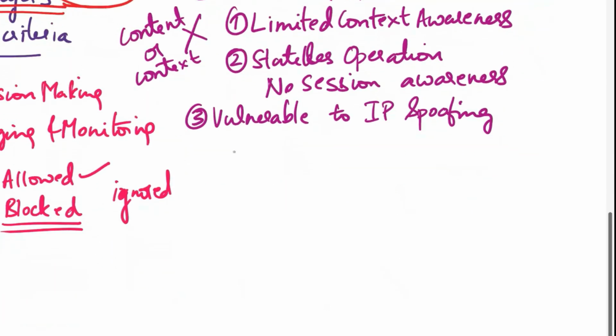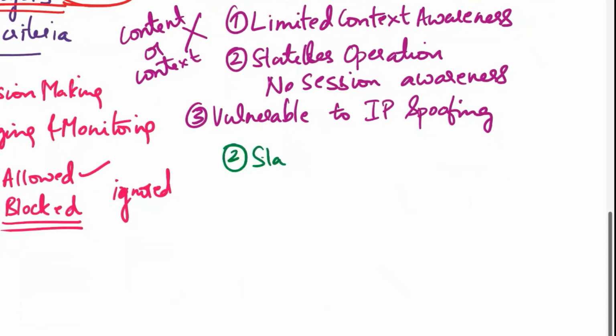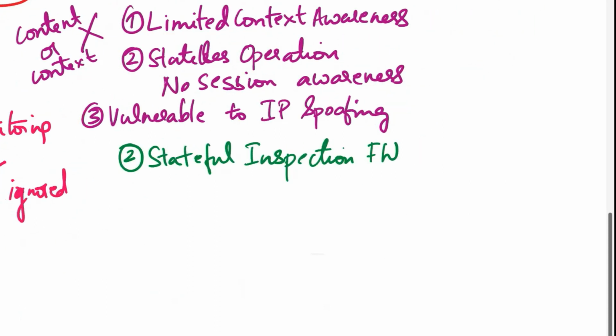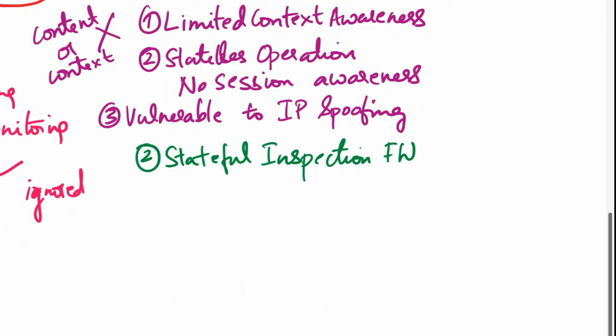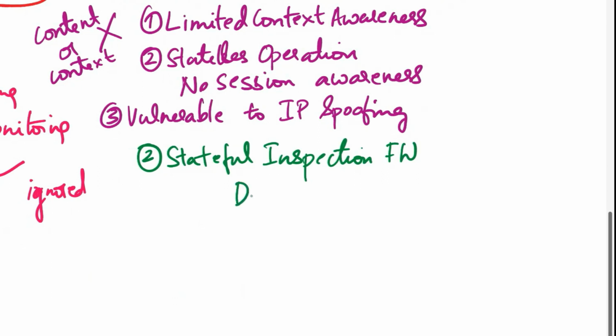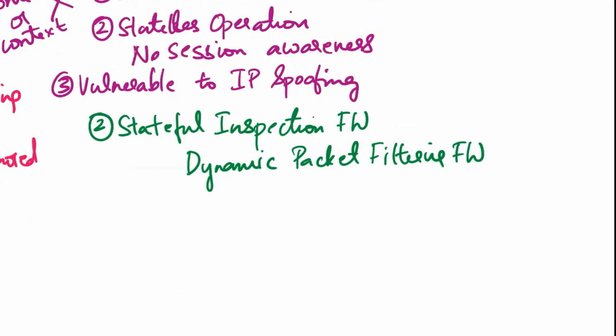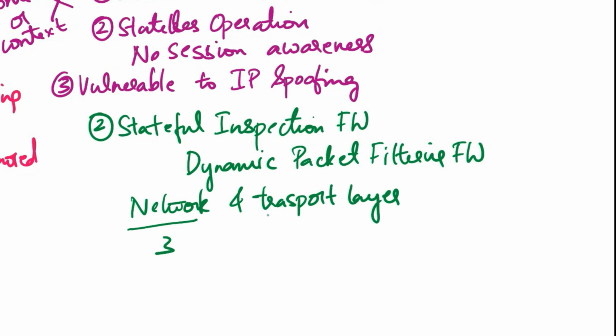Okay, the next firewall type that we'll discuss is stateful inspection firewall. It is also known as stateful firewall or dynamic packet filtering firewall. This is a more advanced type of network security device or software that operates at the network and transport layers of the OSI model. So network layer is layer 3, transport layer is layer 4, okay, in the OSI model.